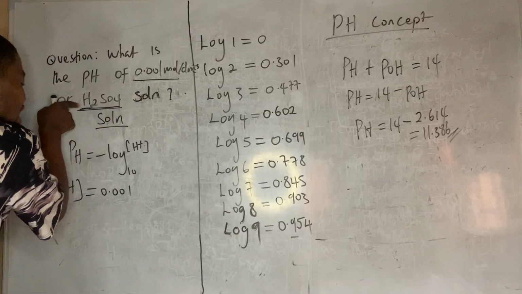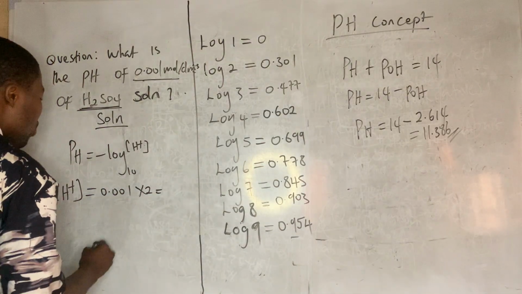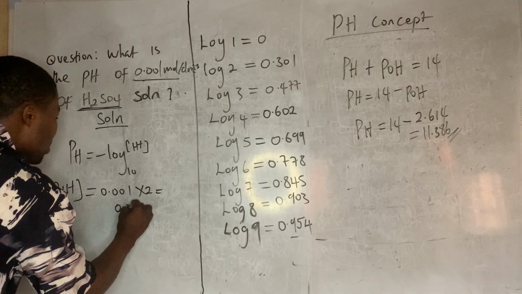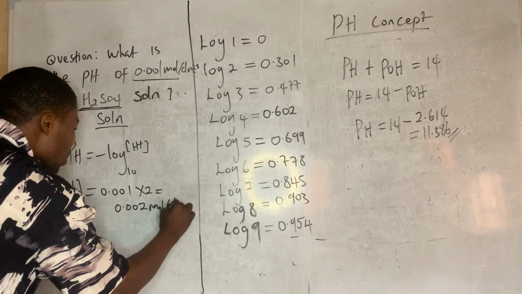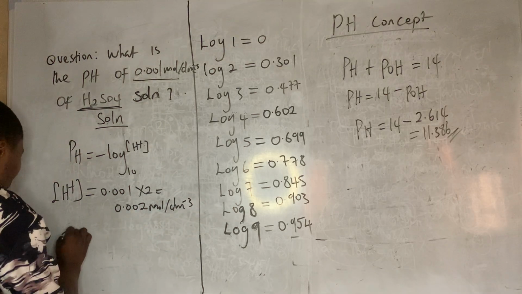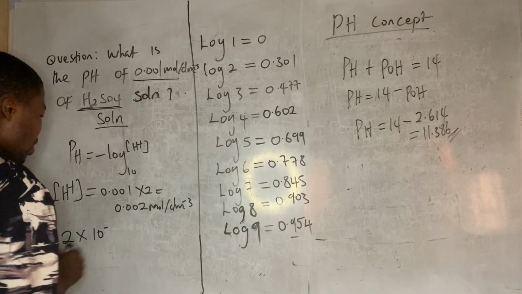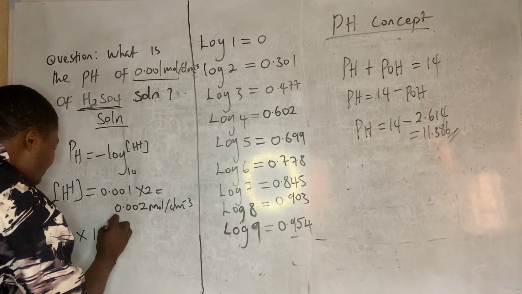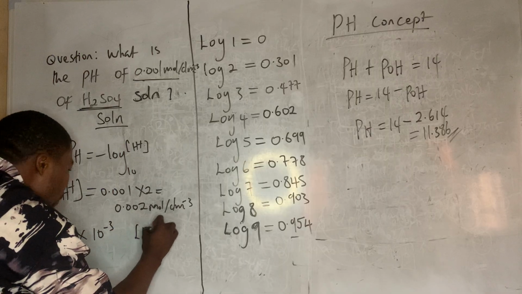How many hydrogens are there? 2, H2, times 2. Therefore, the concentration of hydrogen here is 0.002 mole per dm cube. What is the trick? The trick is to take it to standard form. In standard form, that should be 2 times 10 raised to power minus 3. This is the hydrogen ion concentration in standard form.